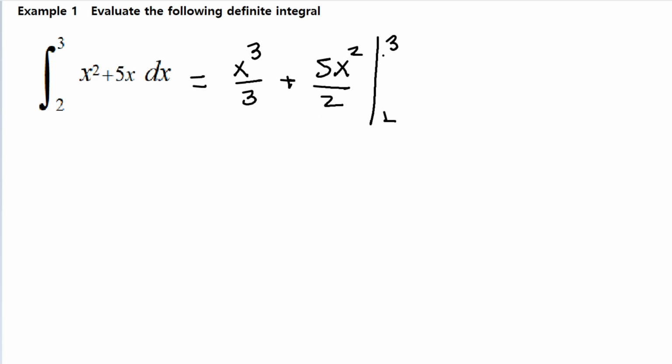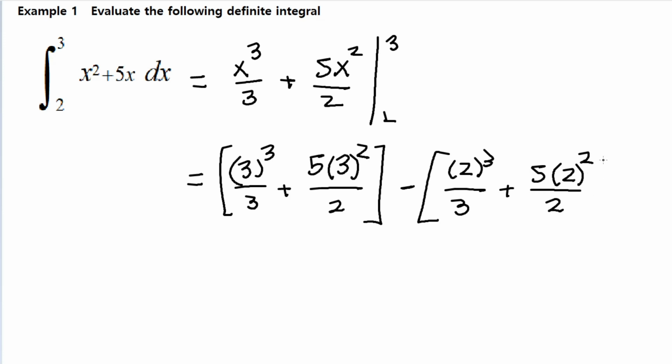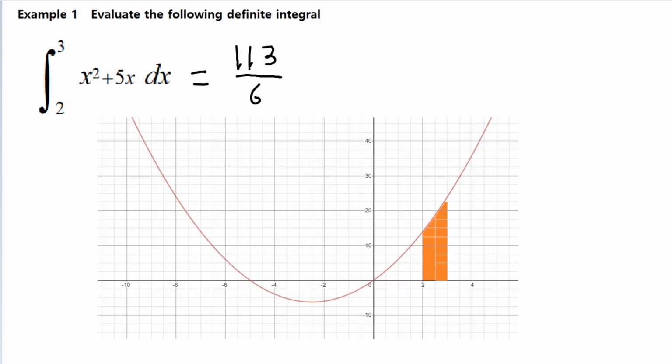To evaluate this, we're going to substitute 3 and 2 and subtract their quantities. So it's equal to 3 to the third over 3 plus 5 times 3 to the second power over 2. We're going to take that value and subtract the substitution of 2, so 2 to the third over 3 plus 5 times 2 to the second over 2. If you calculate this, you're going to get 113 over 6 as the answer. So the answer of 113 over 6 is the area of x squared plus 5x to the x-axis from 2 to 3.